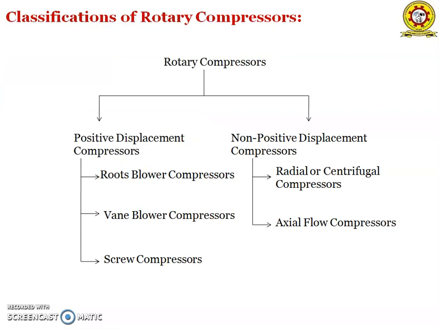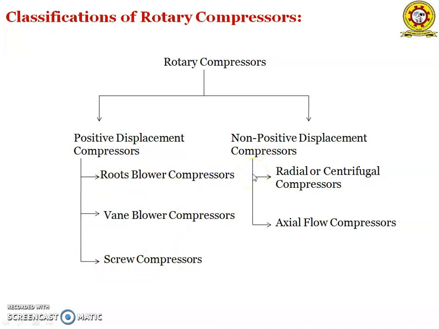Classifications of rotary compressors. Rotary compressors are broadly classified into two types: positive displacement compressors and non-positive displacement compressors. In a positive displacement compressor, the air is trapped between sets of engaging surfaces and the change in pressure is either by the backflow of air or by both squeezing and backflow of air. The classifications of the positive displacement compressors are Roots blower compressor, vane blower compressor and screw compressor.